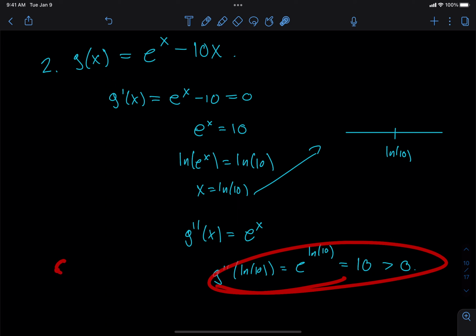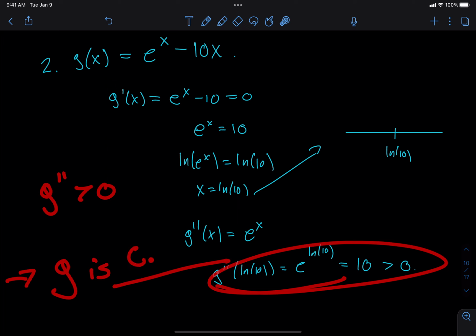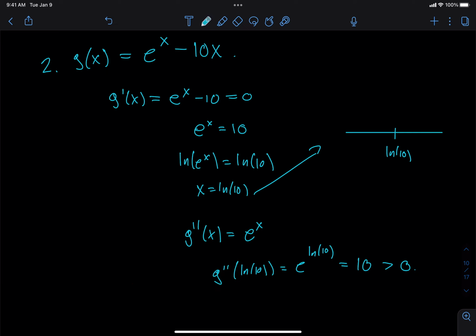What does that tell me about g itself? G double prime positive tells me that g is what? Concave up. So the function is concave up. So what do I have, a min or a max? Min. I have a local min at x equals ln of 10. And that didn't require me to have any foreknowledge about what that number really is. You see how that was a little bit easier in this case to do the second derivative test than the first derivative test.